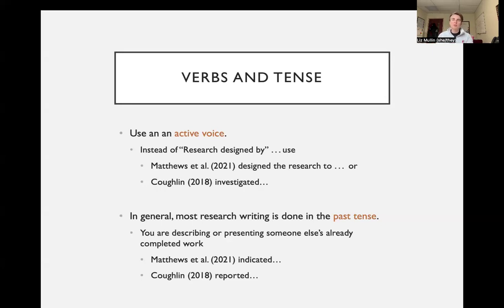There are a handful of exceptions to this. This is when you're talking about theory or something that is ongoing. You can use present tense, or you might be making recommendations for future research. That's going to be future tense. Or you're going to propose doing a study in the future, also going to be future tense. But most of the time in this paper, for assignment 2 and assignment 3, you're going to be synthesizing previous research. You're going to be using past tense for me.